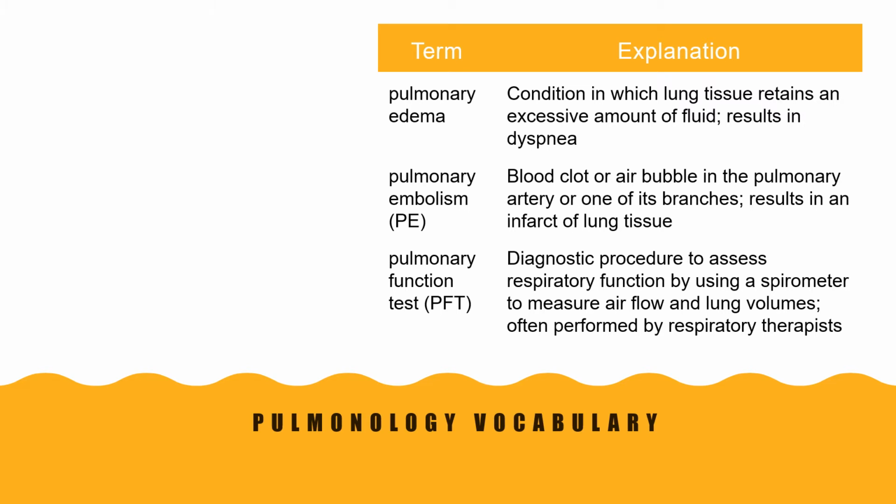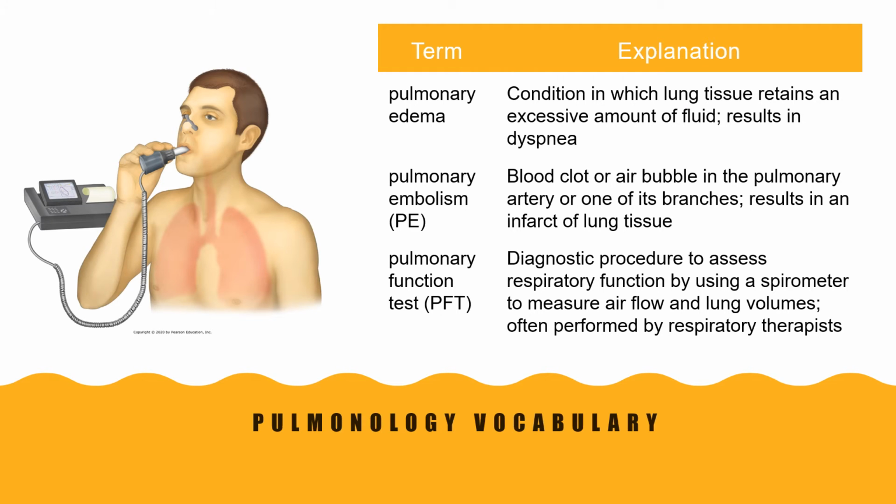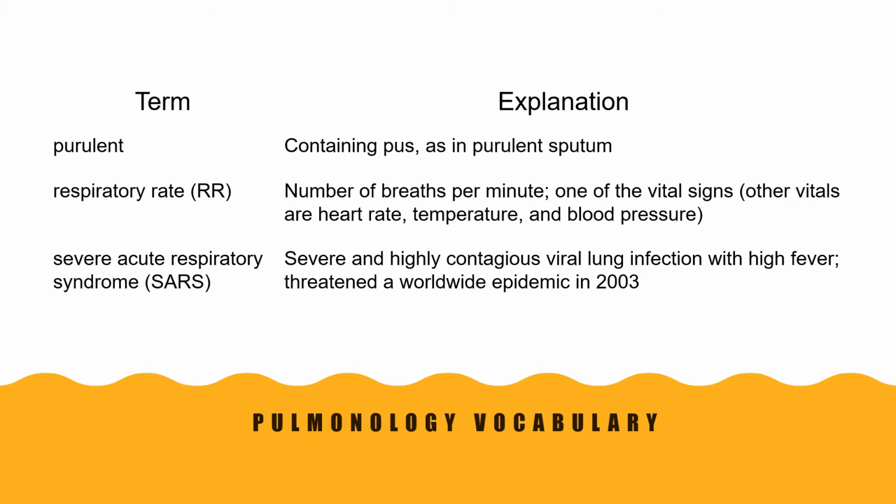Pulmonary function test, PFT, is a diagnostic procedure to assess respiratory function by using a spirometer to measure airflow and lung volumes. It's often performed by respiratory therapists. Purulent means containing pus, as in purulent sputum. Respiratory rate, abbreviated RR, is the number of breaths per minute. It's one of the vital signs that doctors often take, including heart rate, temperature, and blood pressure.